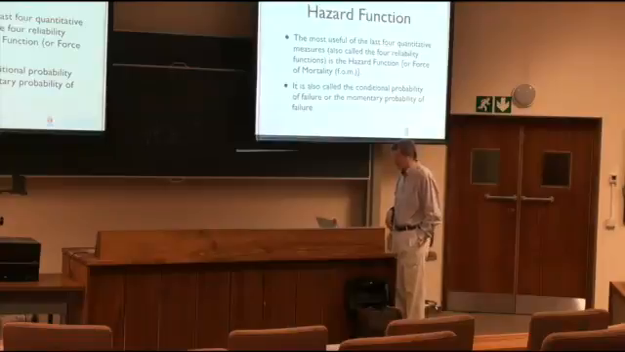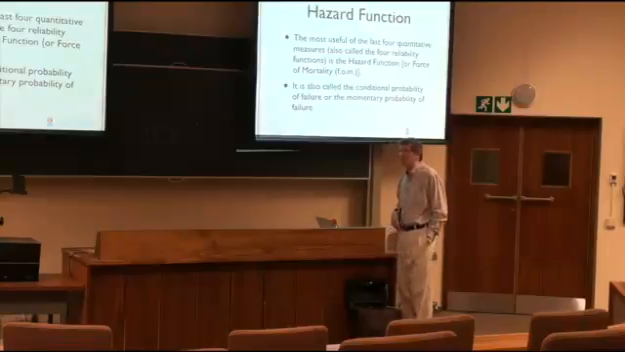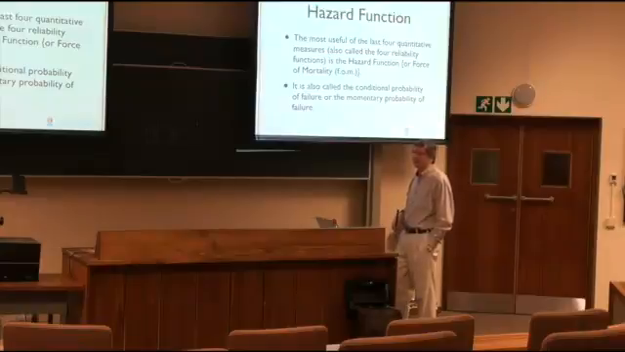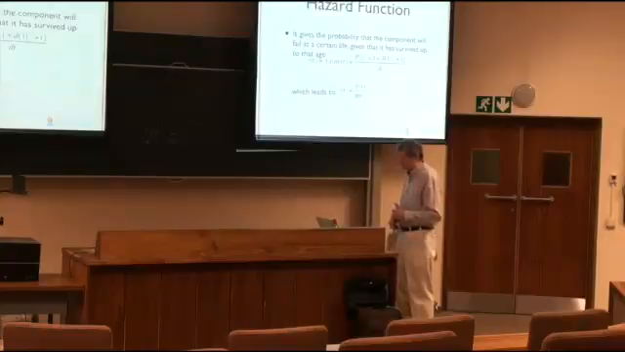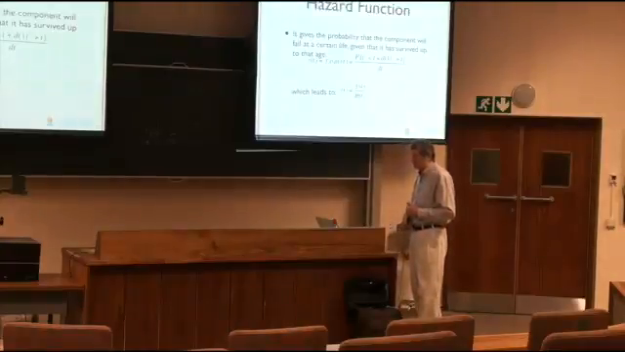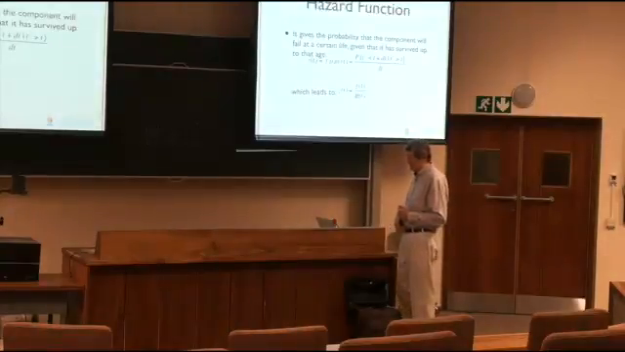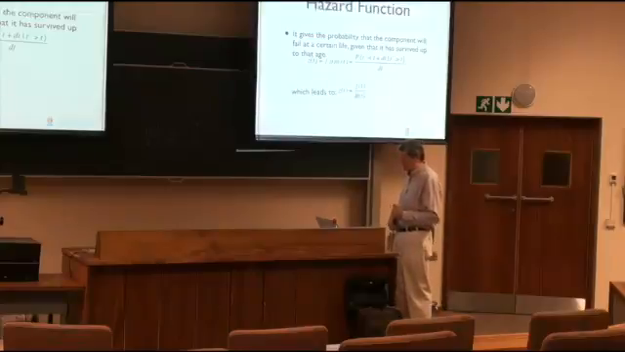It's also called the conditional probability of failure or the momentary probability of failure, or we said that you could also call it the instantaneous failure rate, although I want to shy away from that terminology. So it's a conditional probability of failure. It gives the probability that the component will fail at a certain life, given that it has survived up to that age.